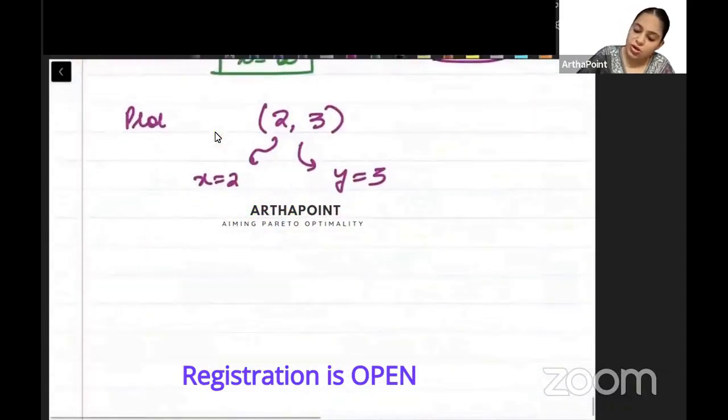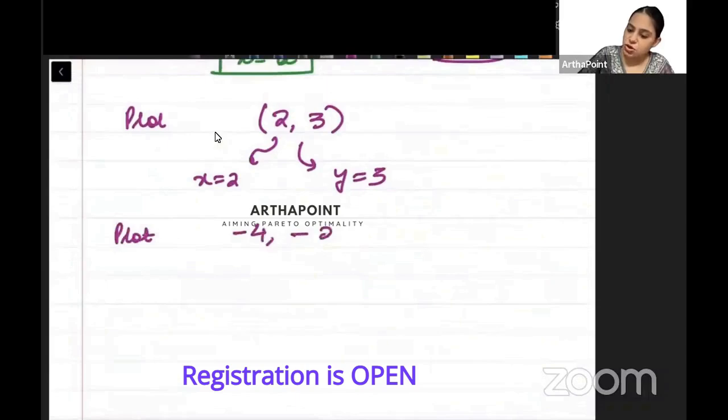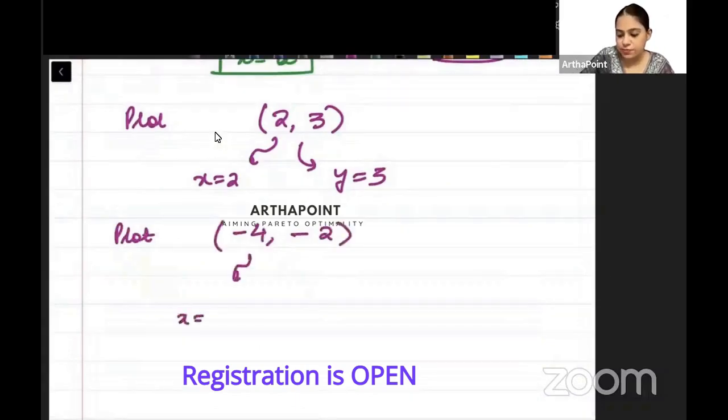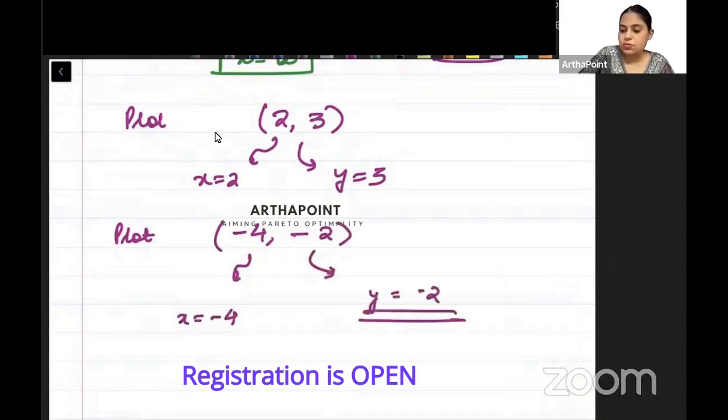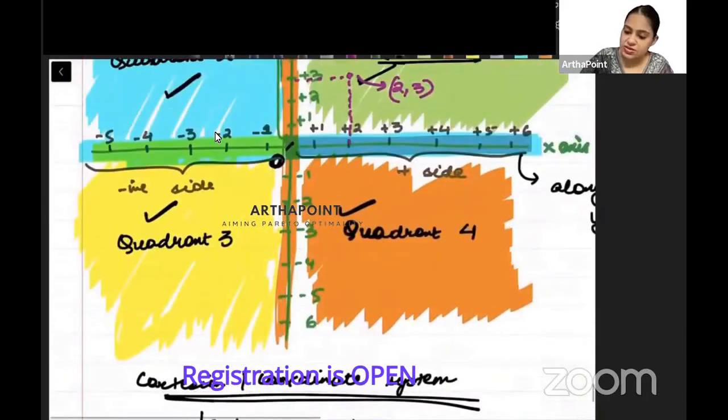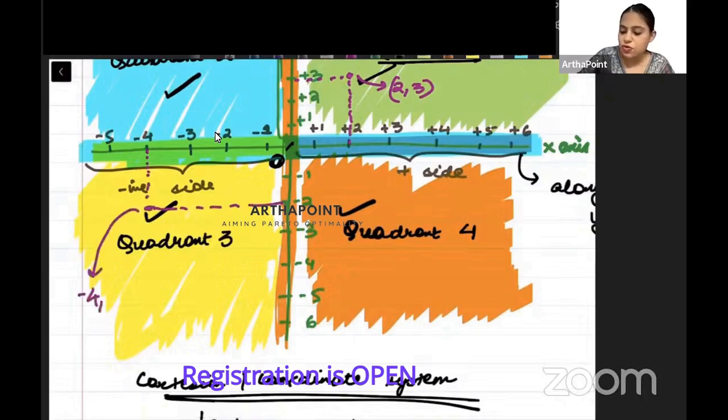Similarly, if someone says okay, plot -4 comma -2, then x is -4 and y is -2. Okay. So x is -4, y is -2, and this point will be -4 comma -2.